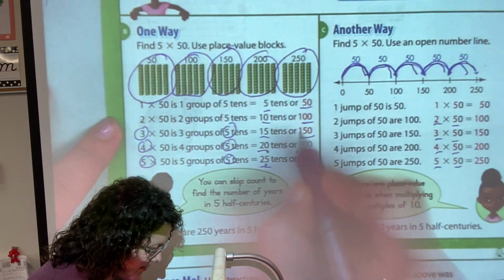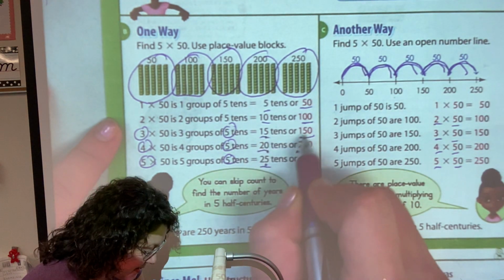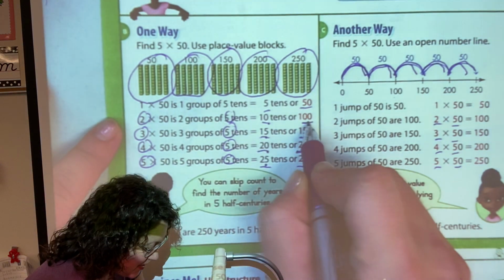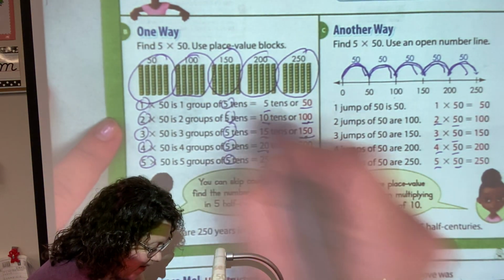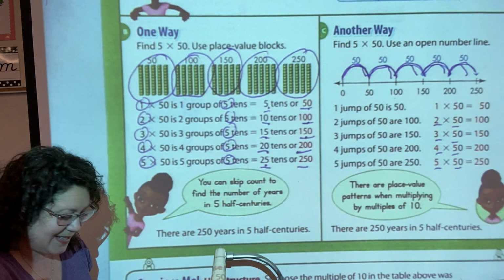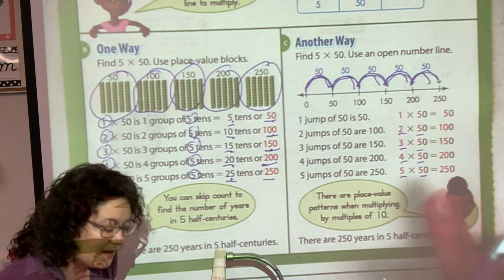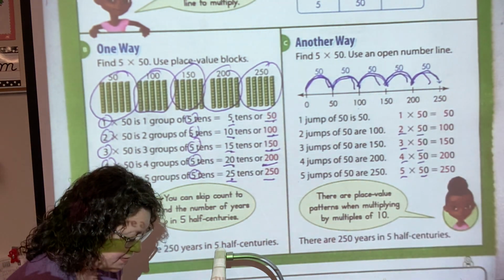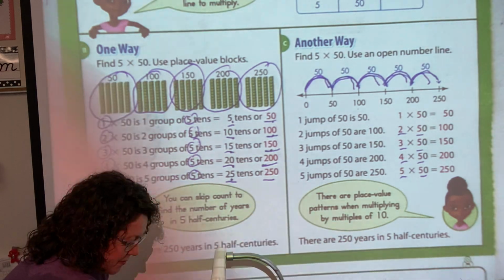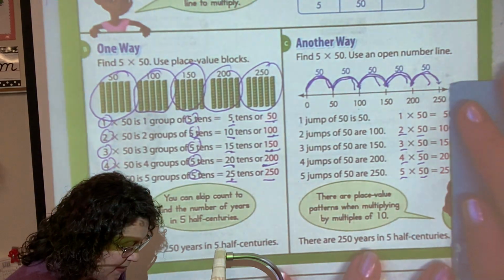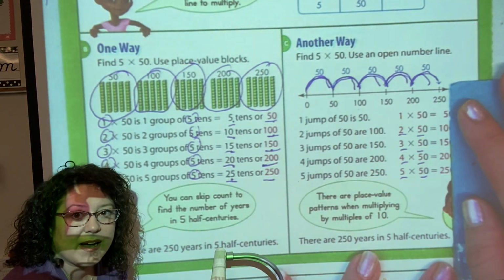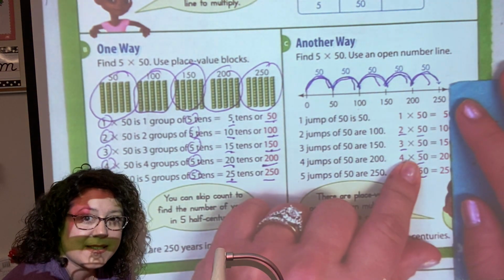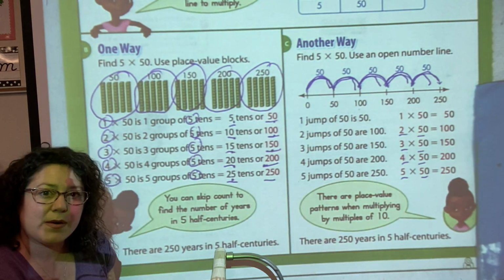3 times 5 is 15. Add a 0 because 50 ends in a 0. 2 times 5 is 10. Add your 0. And 1 times 5 is 5. And add your 0. Do you see that pattern? It's just like over here. The numbers in red are the factors. And then the answer, the product, is also in red over here. Then because 50 ends in a 0, we just add a 0 to it.